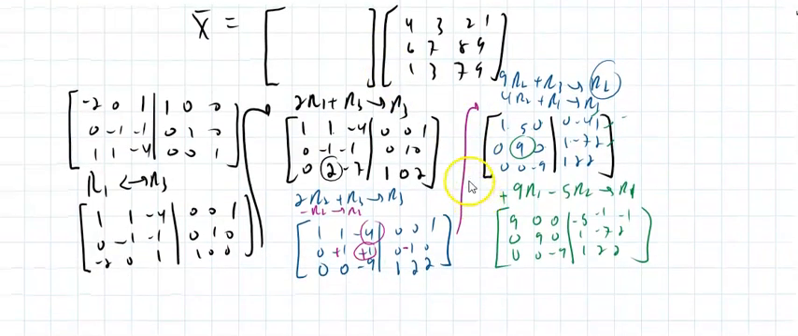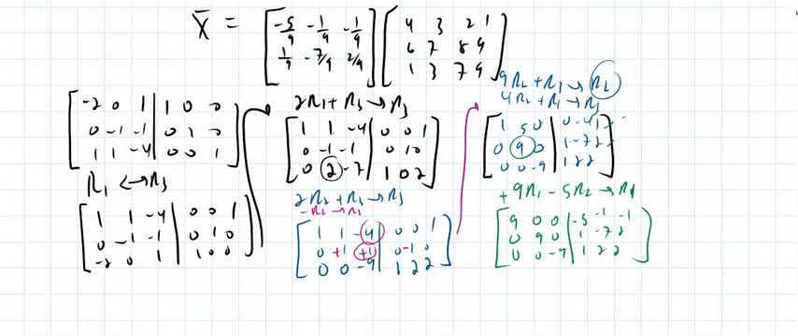Well, the inverse, divide row 1 by 9. That will be negative 5 over 9, negative 1 over 9, negative 1 over 9. Second by 9: 1 over 9, negative 7 over 9, and 2 over 9. And the third one by negative 9: negative 1 over 9, negative 2 over 9, negative 2 over 9. And there it is.